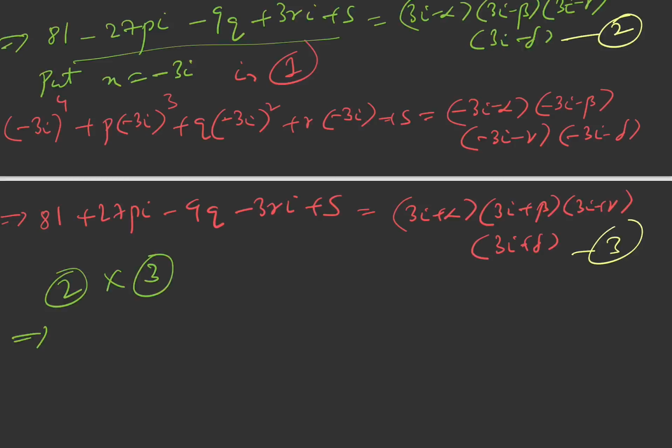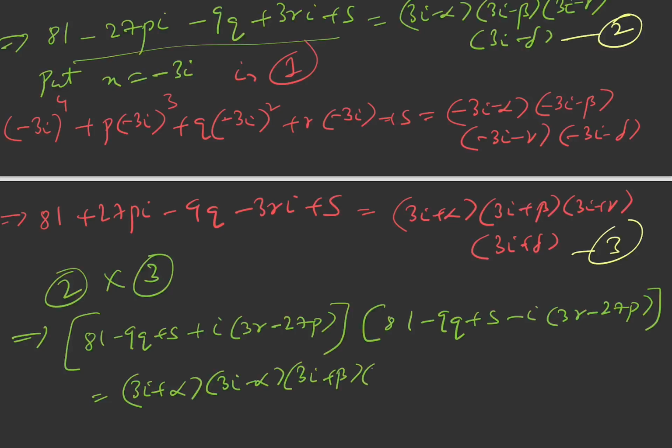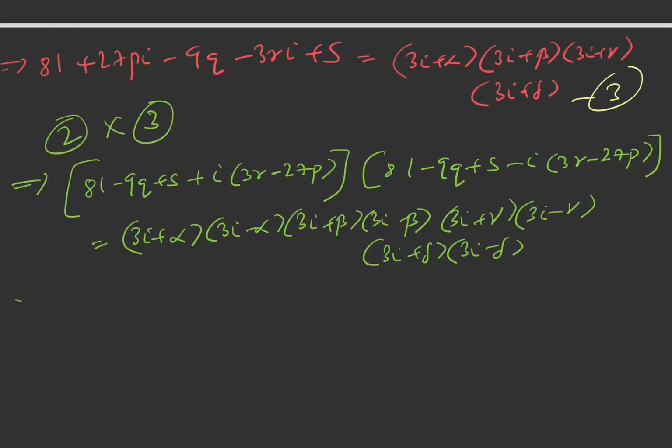So LHS is 81 minus 9q plus s, plus iota into 3r minus 27p, times 81 minus 9q plus s minus iota into 3r minus 27p, and this is 3 iota plus alpha, 3 iota minus alpha, 3 iota plus beta, 3 iota minus beta, 3 iota plus gamma, 3 iota minus gamma, and 3 iota plus delta and 3 iota minus delta.